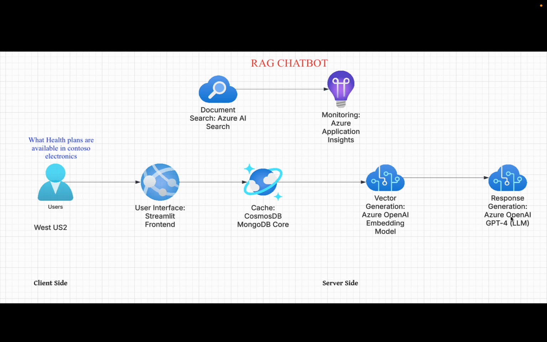Then comes the LLM model, GPT-4. It's a language model capable of generating human-like responses based on input data. Why is it important? Once relevant documents are retrieved, GPT-4 generates a concise and accurate response for the user.